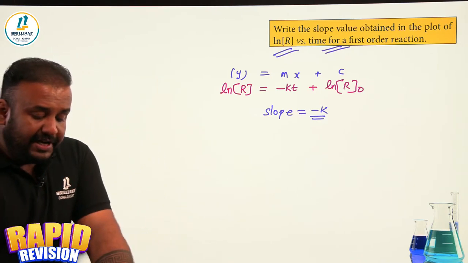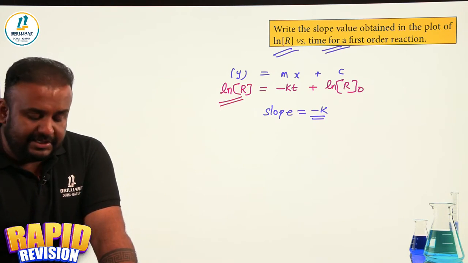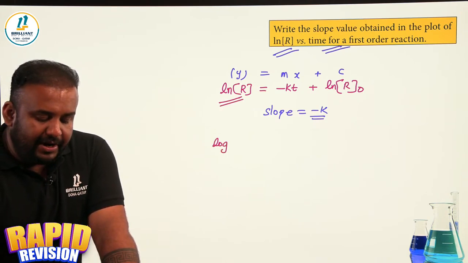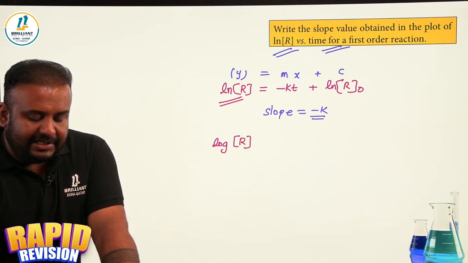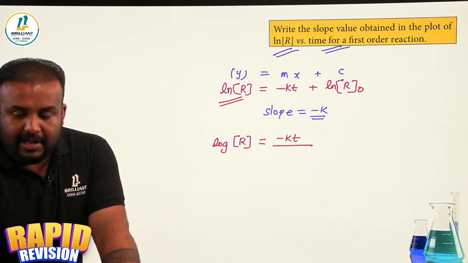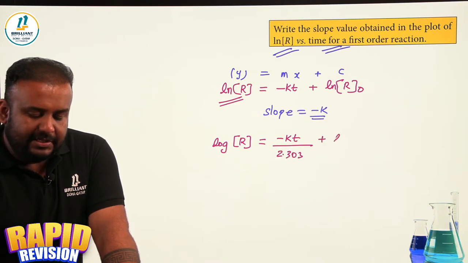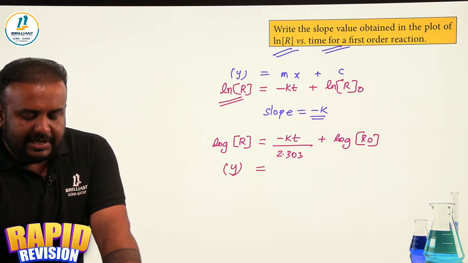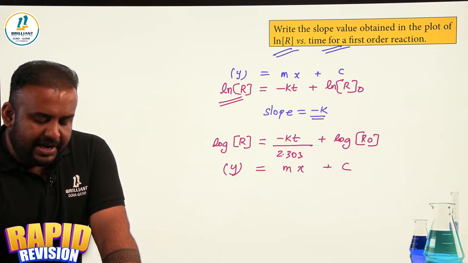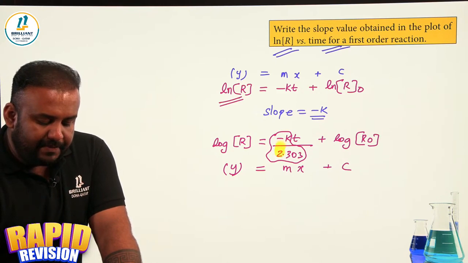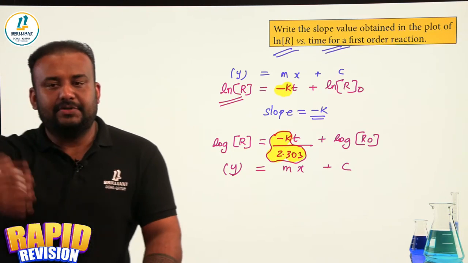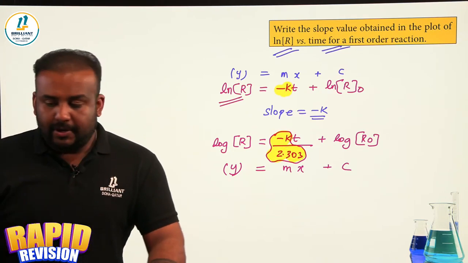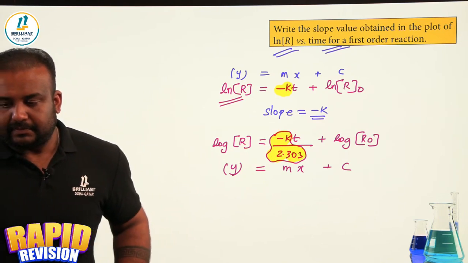Focus here. If it is logarithm to the base e, this is the situation. But you know, sometimes it might be logarithm to the base 10. So in that case, how will this equation change? It will be kt by 2.303 plus log R0. That is the equation. So if I plot log R like this, it will be mx plus c equation. Here, what is the slope? It will be minus k by 2.303. Did you understand that? The value of the slope depends on whether it is natural logarithm or common logarithm. Understood? Okay, great.